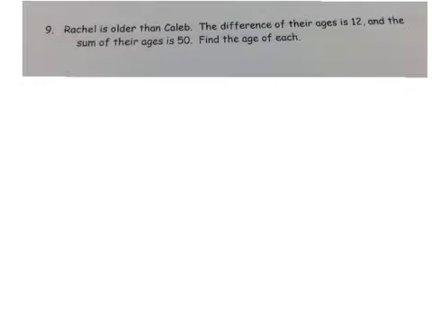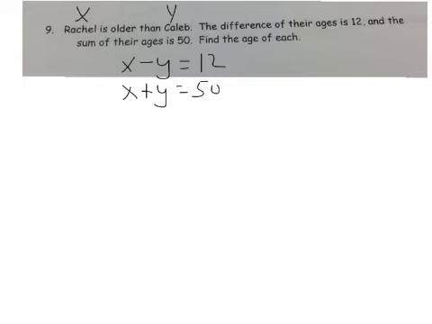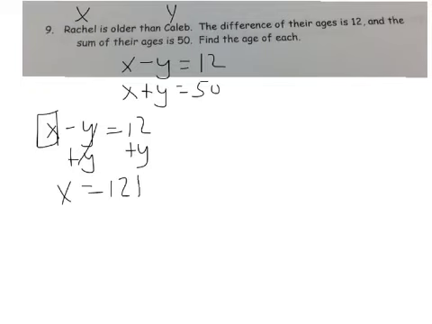Last problem here, we have Rachel and Caleb. I'm going to call Rachel x and Caleb y. Their difference is 12, so if we subtract them, we will get 12. Their sum is 50, so this ends up being a very similar problem to the one we just did. I think I'll go ahead and solve that top one again, and I'm going to solve it for x, because when I do that, it creates positives everywhere, and I like positives because I'm a positive person.